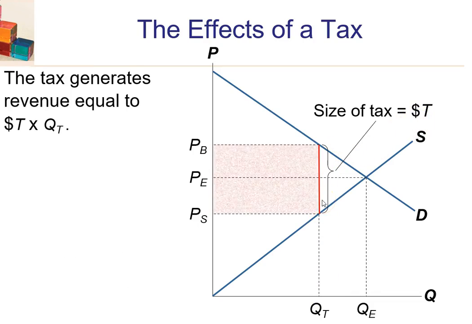So the government generates a tax revenue indicated here by T times QT, or this area that's shaded in pink is the tax revenue area. This small white triangle, there's a term for this, it's called deadweight loss.